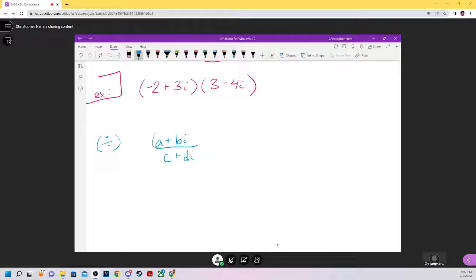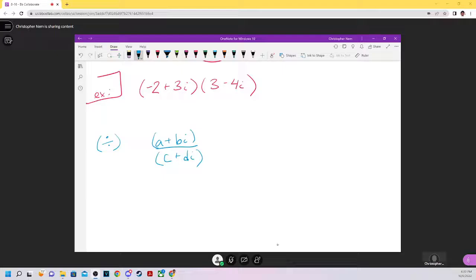Complex number 1 is on the numerator. Complex number 2 is on the denominator. This means division. Remember that. If I treat it as a fraction, this is actually very similar to the idea of rationalizing.